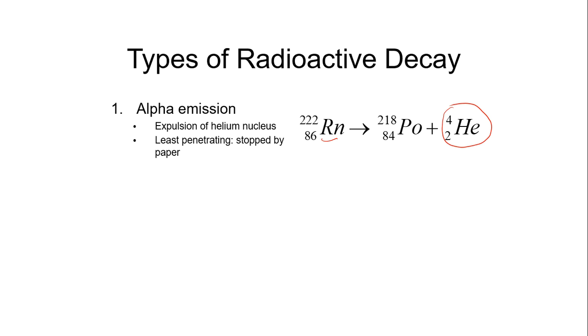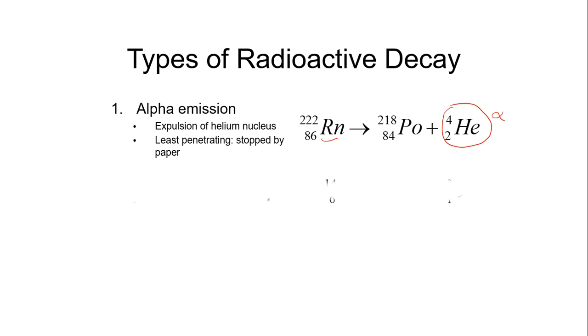And so here you started with radon, element 86. If you look at a periodic table, it drops to element 84, which would be polonium. Now, this helium is our alpha particle. The thing about alpha particles is they don't penetrate very deeply into other substances. A helium nucleus or an alpha particle, same thing, can be stopped by a simple piece of paper.